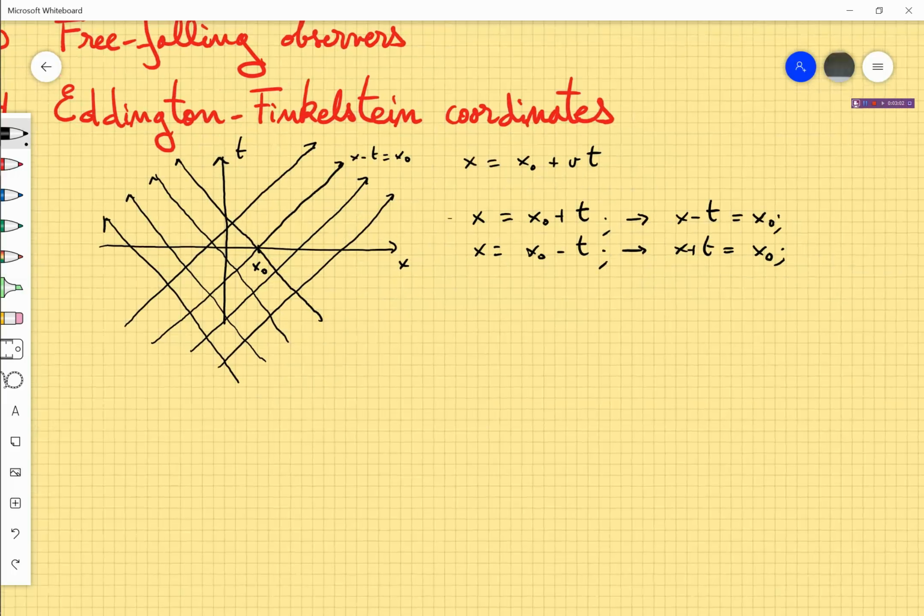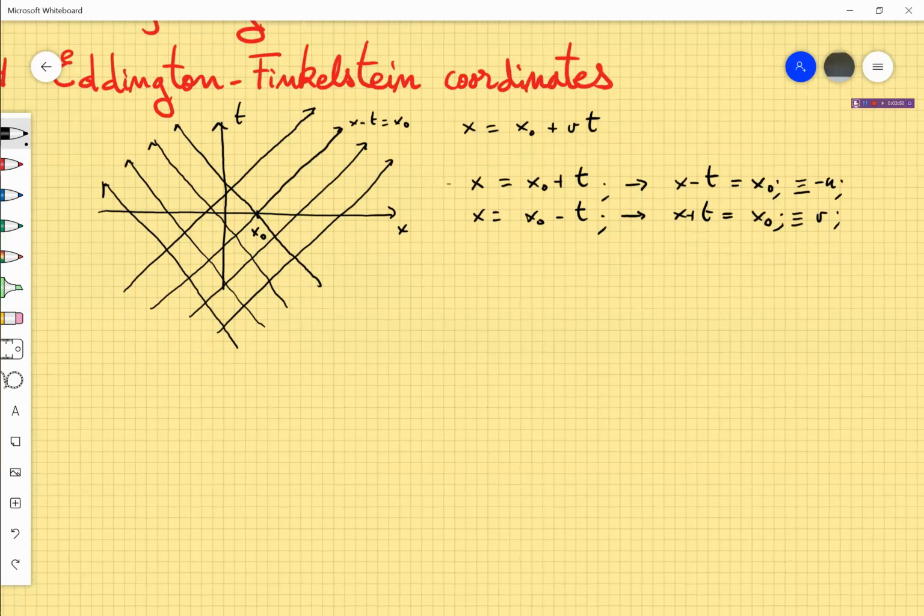Now the idea is to use this integration constant as a way to label the axis and then as a coordinate. So I'm going to call this combination x minus t, I will call it minus u, and x plus t, I will call it v. I have used the same conventions as I am going to use in the relativistic case.